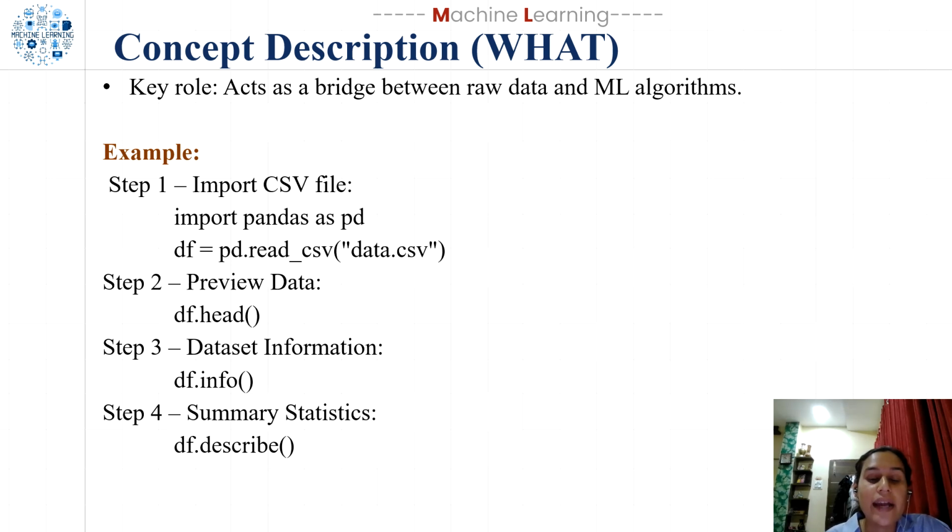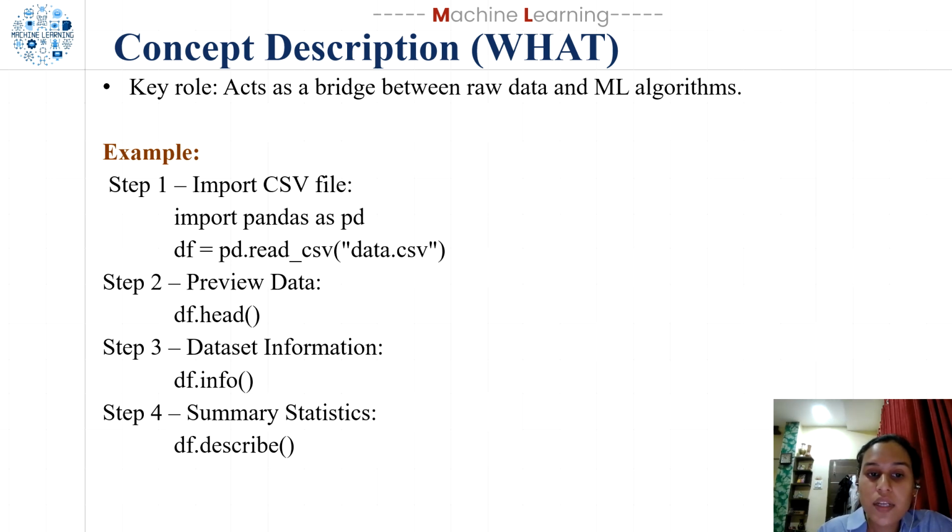The key role of pandas is that it acts as a bridge between raw data and ML algorithms. Before using machine learning algorithms, we have to pre-process the data. The raw data should be converted into a proper model-ready format. So pandas acts as a bridge between the raw data and the machine learning algorithm. Let us look at an example.